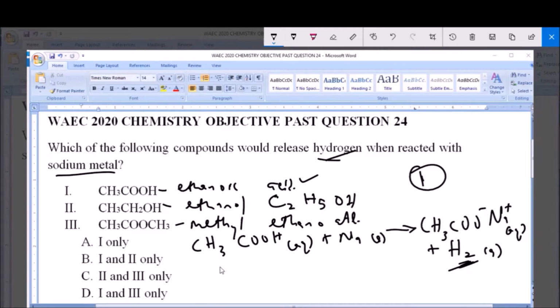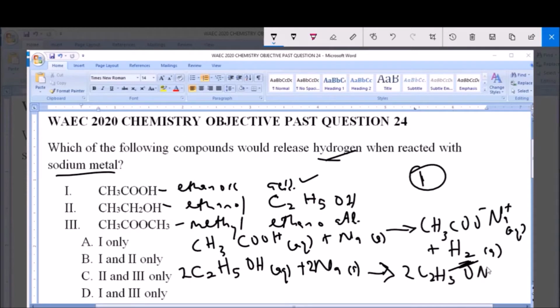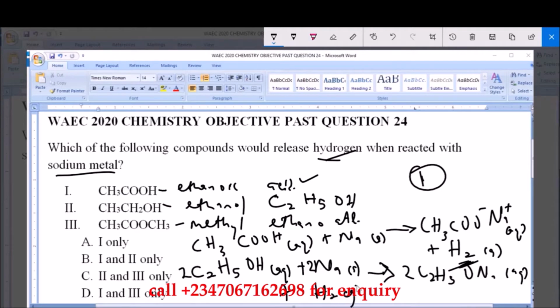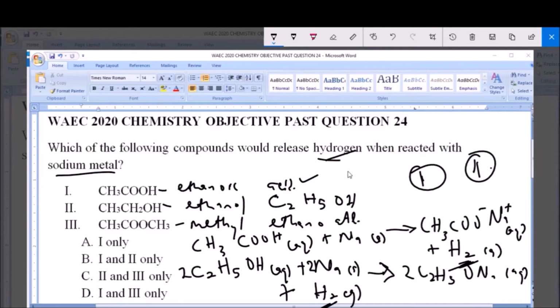So let's also see how ethanol reacts with sodium. Ethanol also reacts with sodium, and this is what the reaction looks like. It reacts with 2 moles of sodium to give this compound and hydrogen gas. So hydrogen is also liberated, so 2, ethanol, is also part of the answer.